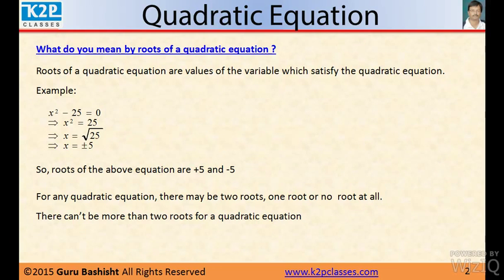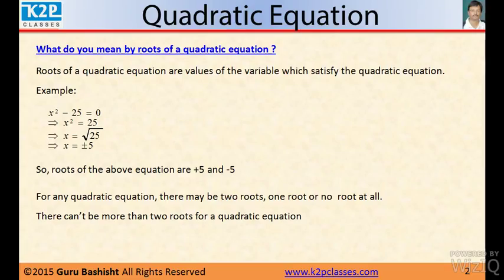What do you mean by roots of a quadratic equation? Roots of a quadratic equation are values of the variable which satisfy the quadratic equation. In other words, it is nothing but the solution of the quadratic equation. For example, x square minus 25 equal to 0 is a quadratic equation having b equal to 0. Now, the solution of this quadratic equation is plus minus 5. So, the roots of this quadratic equation are plus and minus 5.